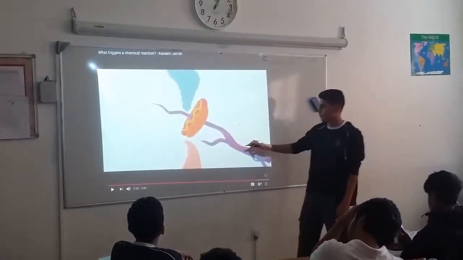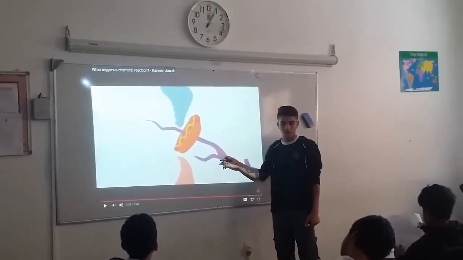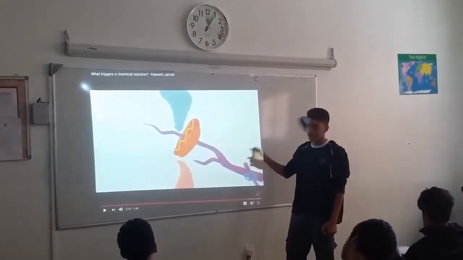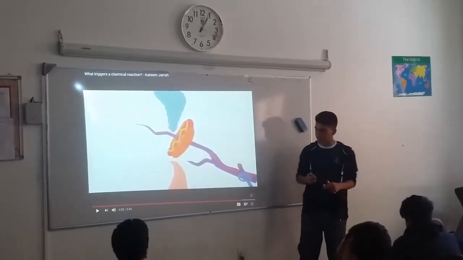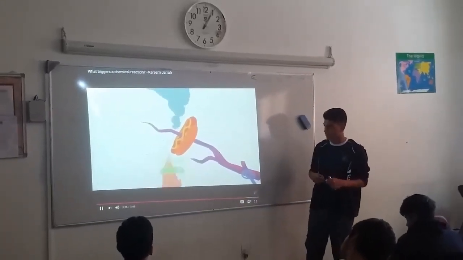So here the burning of wood is an example of an exothermic reaction because the energy is released as heat. Endothermic reaction of cooking your dinner.